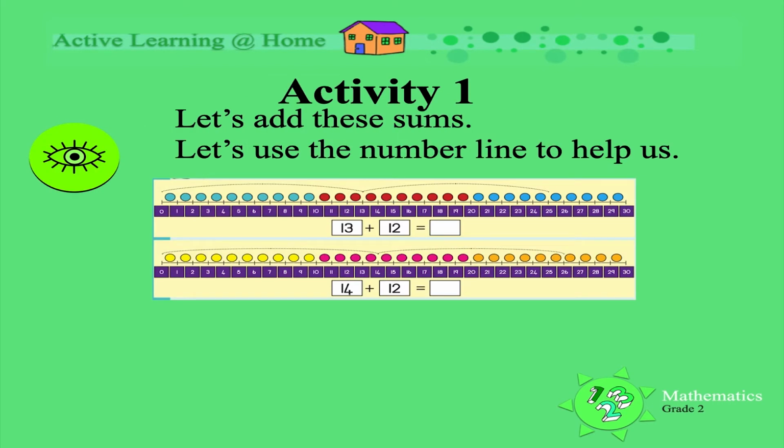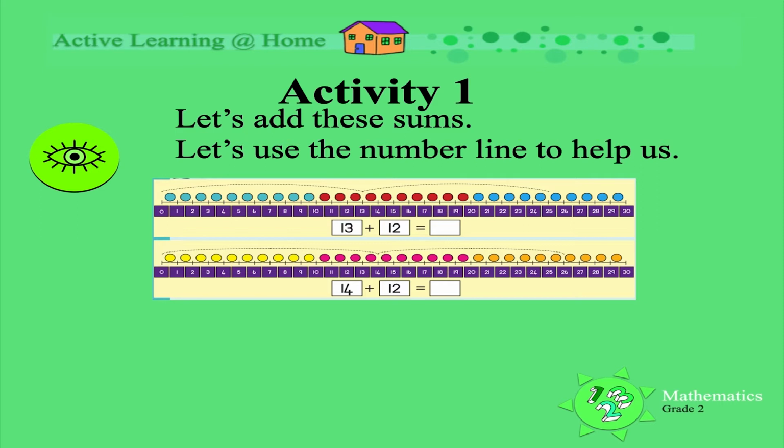Activity 1. Let's add these sums. Let's use the number line to help us. The first thing we're going to do is look at our equation. The sum says that it is 13 plus 12. Step 1 that we would start with is we're going to go from 0 and jump 13 spaces to land on number 13. We will then count on 12 spaces until we get to our answer.